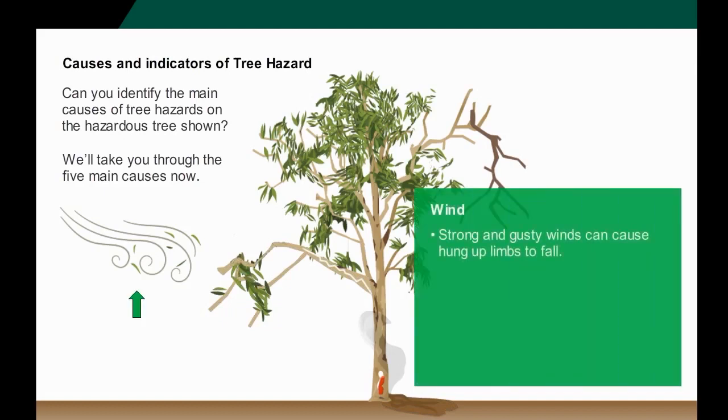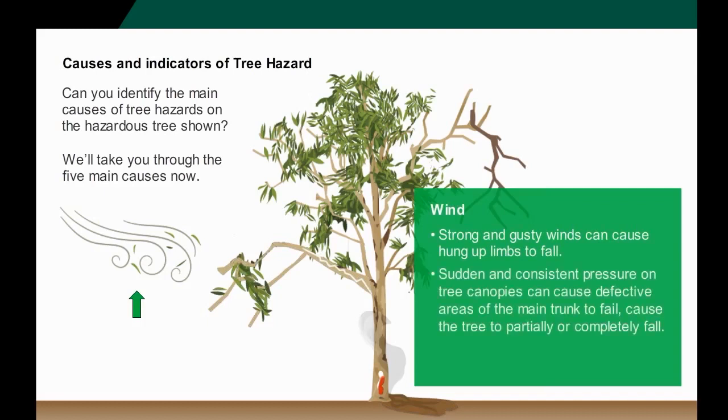Strong and gusty winds can cause hung-up limbs to fall. Sudden and consistent pressure on tree canopies can cause defective areas of the main trunk to fail, causing the tree to partially or completely fall. Strong winds can also cause trees to fall away from their natural lean.